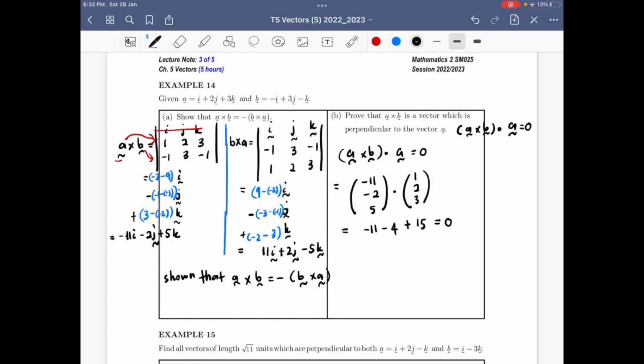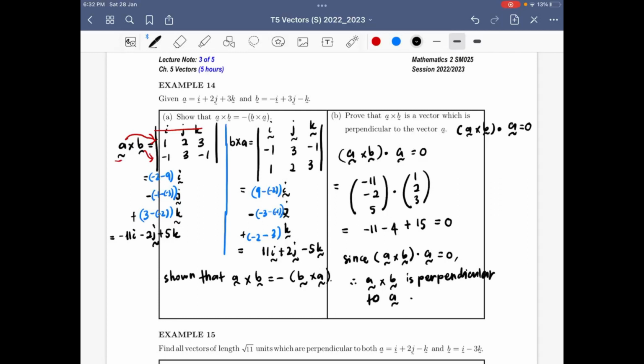Okay, now we make it in a sentence because the question asks us to prove or show. So we need to end the way we answer this question with one sentence at least. So we state it here. Since A cross B dot A equal to 0, therefore also A cross B is perpendicular to vector A. That's it.